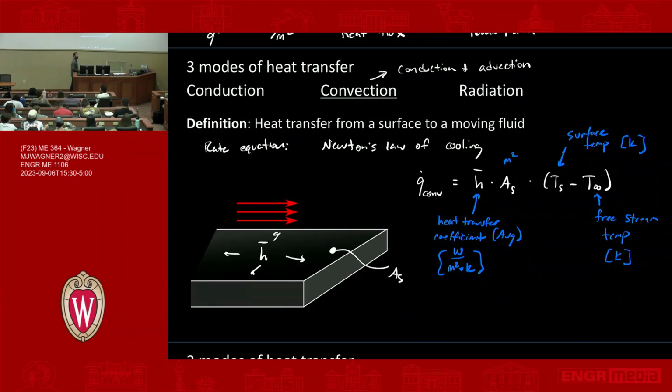What did you write in the parentheses for heat transfer coefficient? That's watts per meter squared Kelvin, average, yep, average. Other questions on convection?